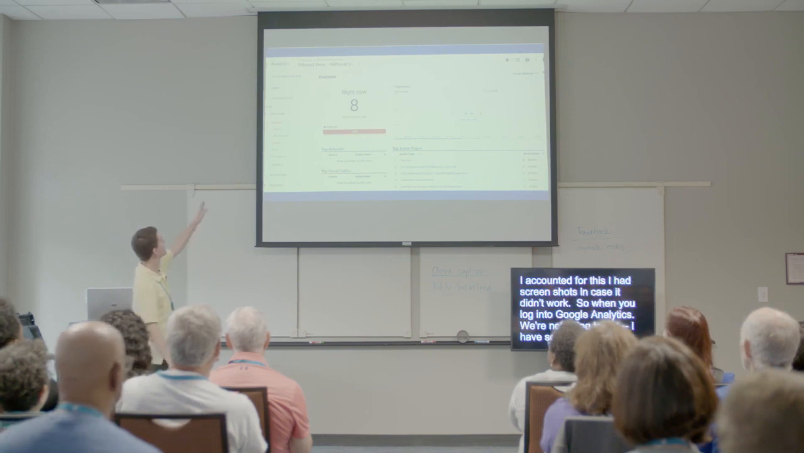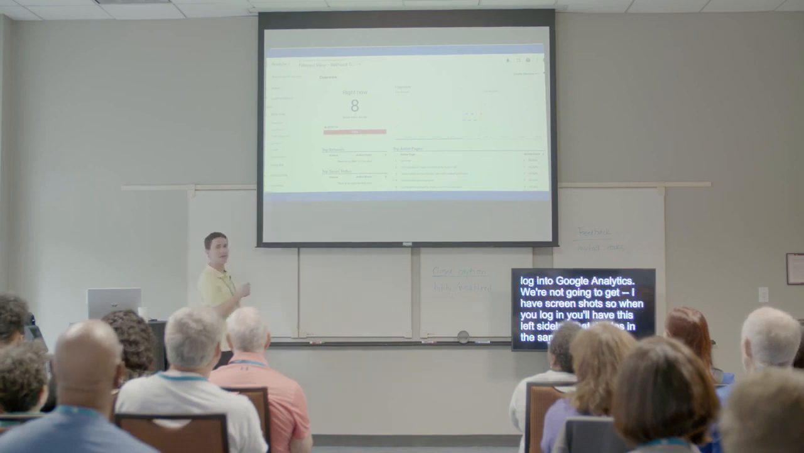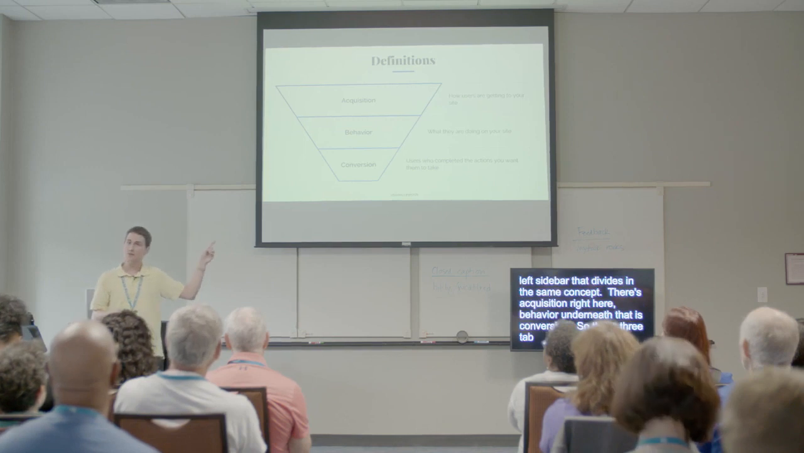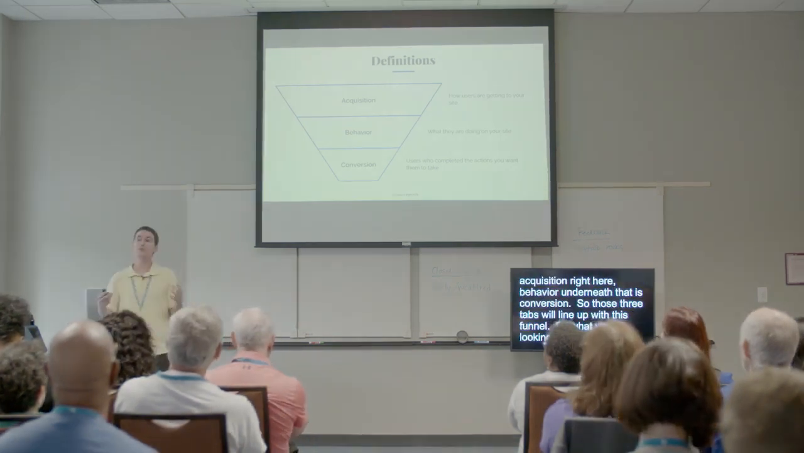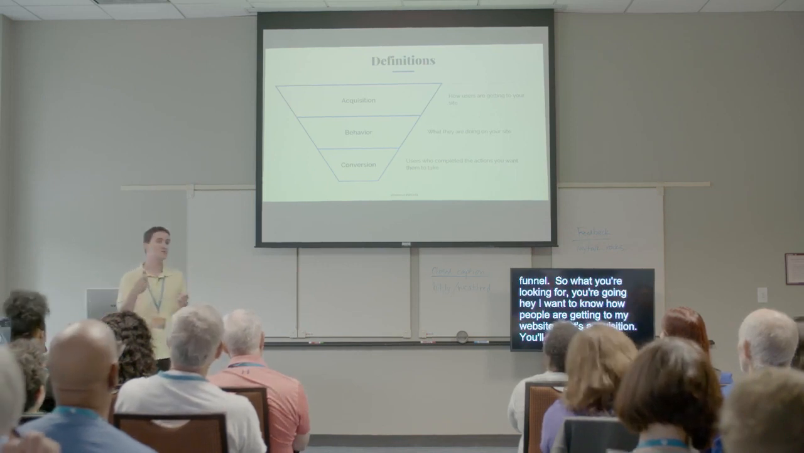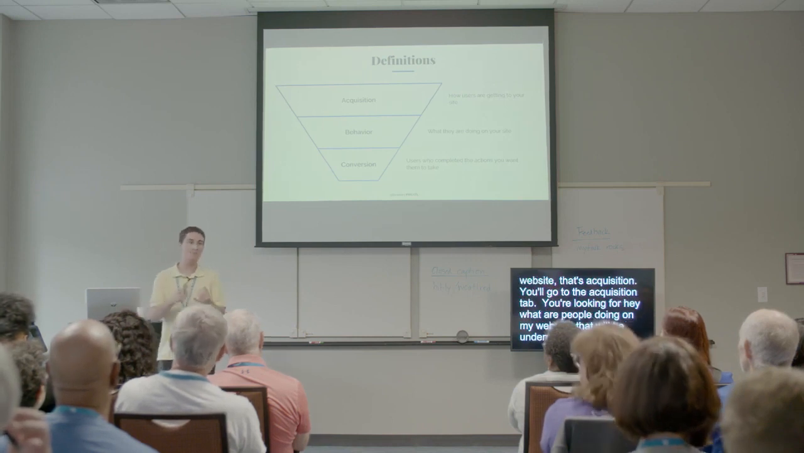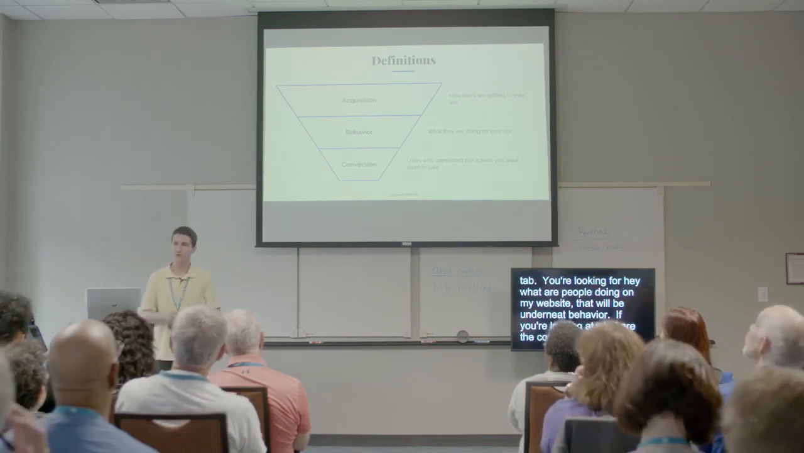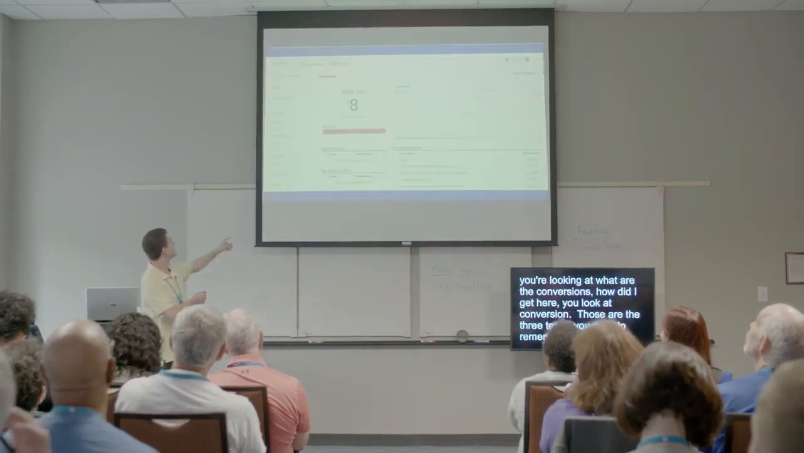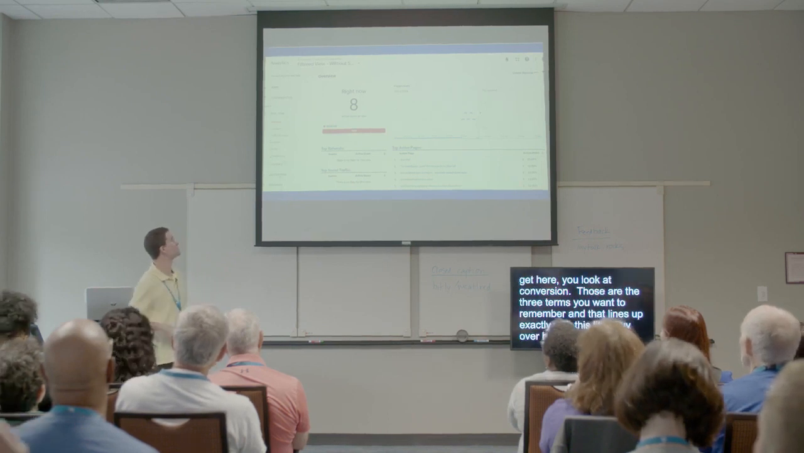So when you log in, you'll have this left sidebar that divides in the same concept. There's acquisition right here. There's behavior. Right underneath that is conversion. So those 3 tabs will line up with this funnel. So if you're going, hey, I want to know how people are getting to my website, that's acquisition. You'll go to the acquisition tab. If you're looking for, hey, what are the people doing on my website, that'll be underneath behavior. If you're looking at, hey, what are the conversions? People who bought from my site, how did they get here? You look at conversion. So those are the 3 terms you'd want to remember, and that lines up exactly with this little guy over here, this acquisition and behavior, and then right underneath this would be conversion.